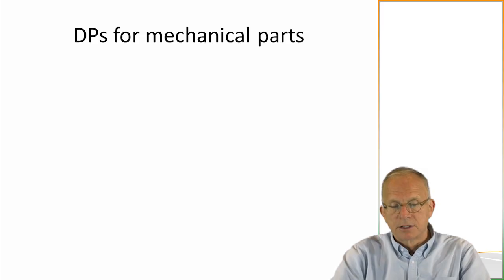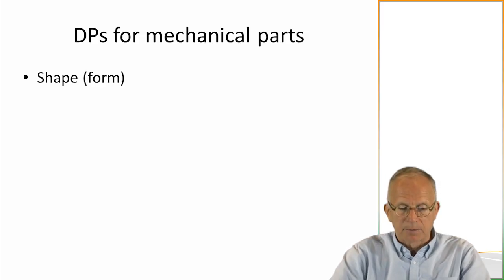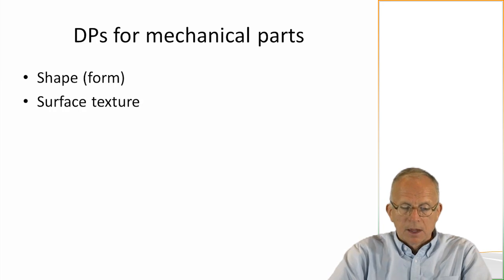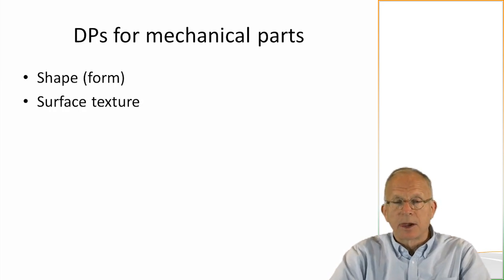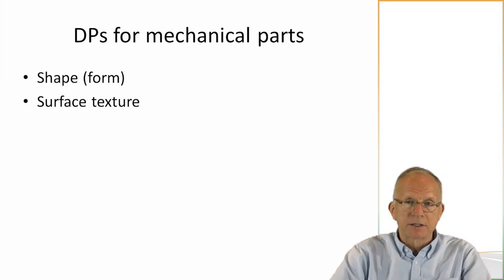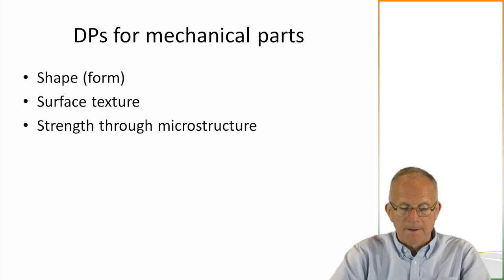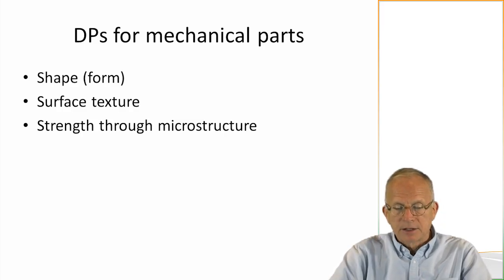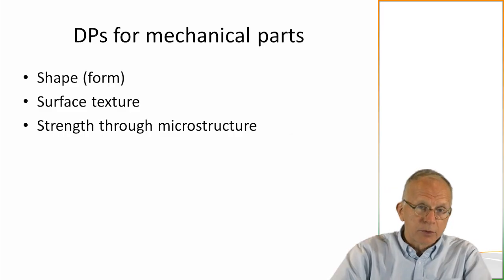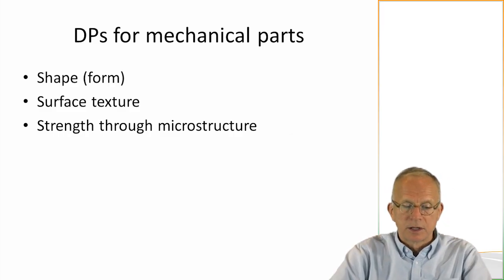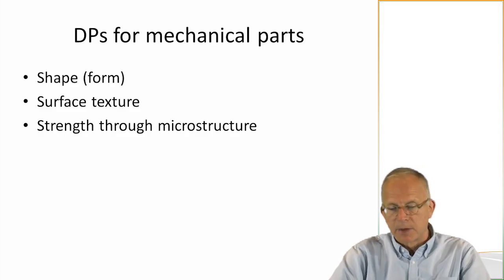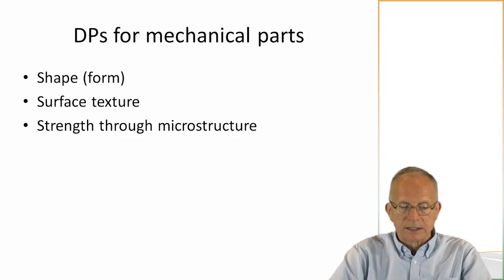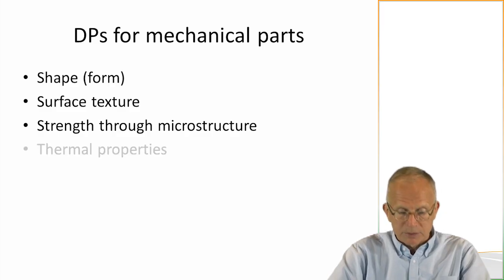All right, so the DPs for mechanical parts. Well, certainly shape or form. And then the surface texture, often just called the surface roughness, and there'll be some lectures coming up on that. And then strength, and this would come through the microstructure. In order to resist some kind of deformation or fracture, it needs a certain amount of strength, and this might be specified by the microstructure, actually.